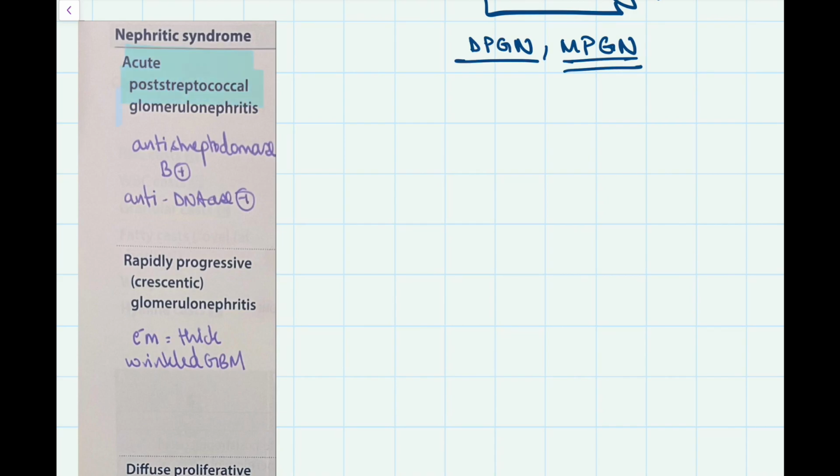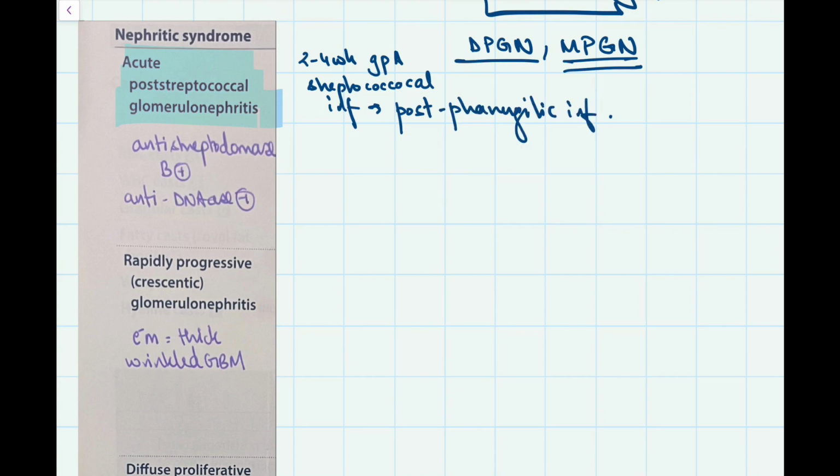The first disorder is acute post-streptococcal glomerulonephritis. It is most commonly seen in children and it happens 2 to 4 weeks after group A streptococcal infection. Therefore, it is called a post-pharyngitic infection. The infection can occur either in the pharynx or in the skin. As it occurs after the infection, the second name for PSGN is PIGN, that is post-infectious glomerulonephritis.